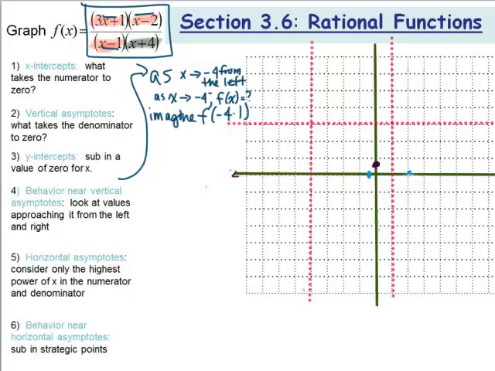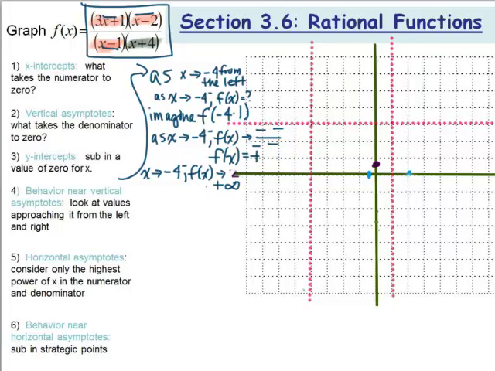So we're looking from the left. We're looking as x approaches negative 4 from the left. As x approaches negative 4 from the left, f of x approaches, let's look up at the top, negative times negative over negative times negative. 4.1 plus 4 is negative. Okay, f of x is equal to positive. As x approaches negative 4 from the left, f of x approaches positive infinity.